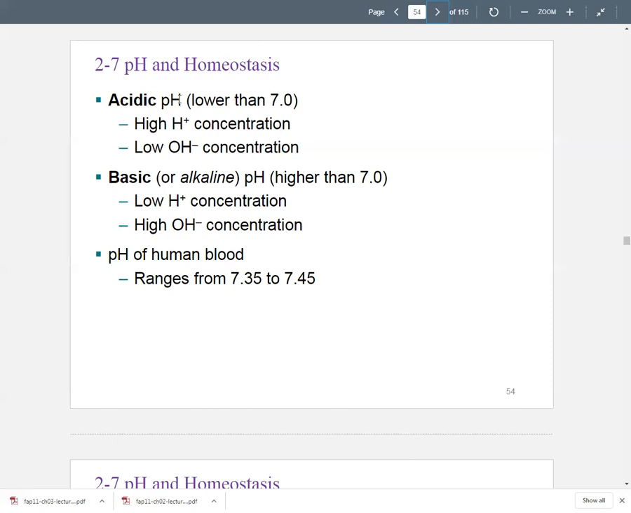So what's the pH of human blood? Well, it's not quite neutral. It's slightly basic, so 7.35 to 7.45. So just slightly basic.